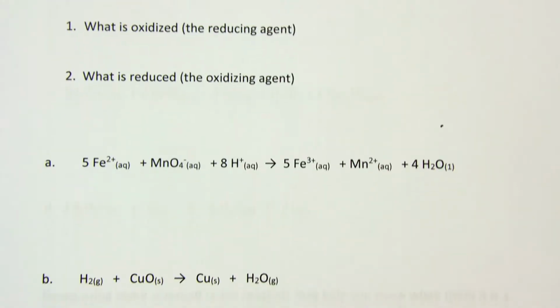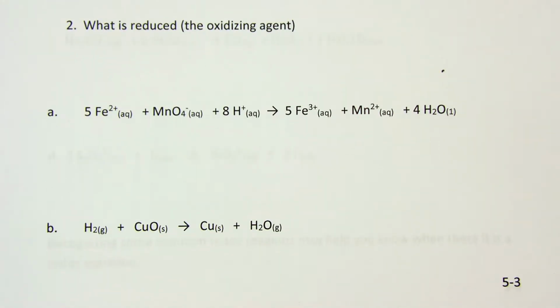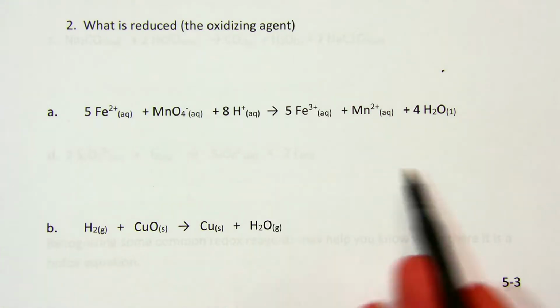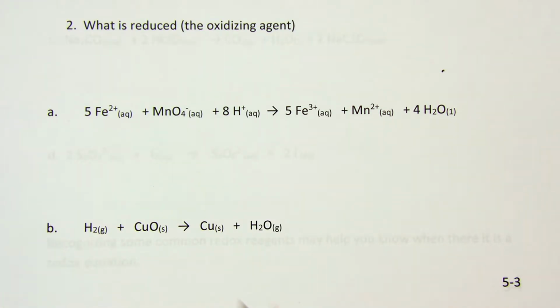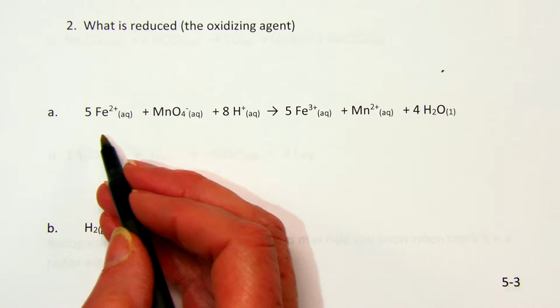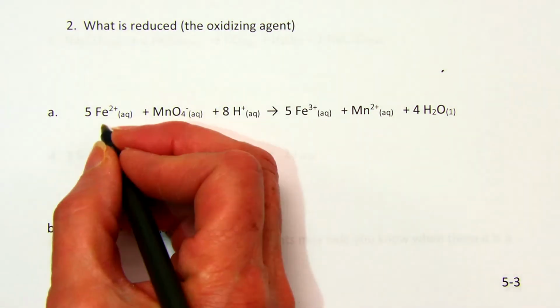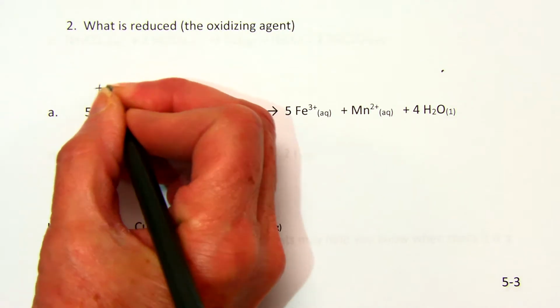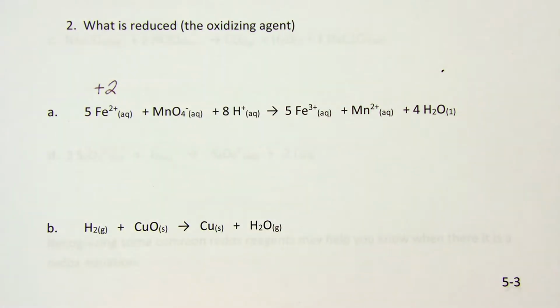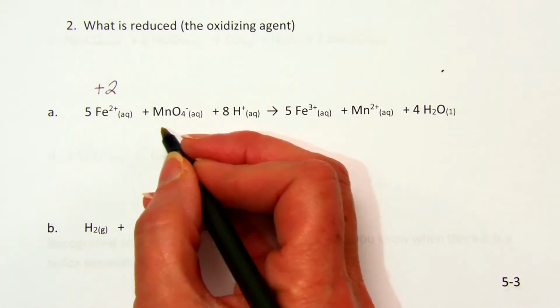So let's look at these examples. Here we have a net ionic equation. This is the real chemistry going on in a redox situation. So I have iron 2 plus ions. Because it's a loose ion, it has a +2 oxidation number. It's an iron ion in its ionized state.